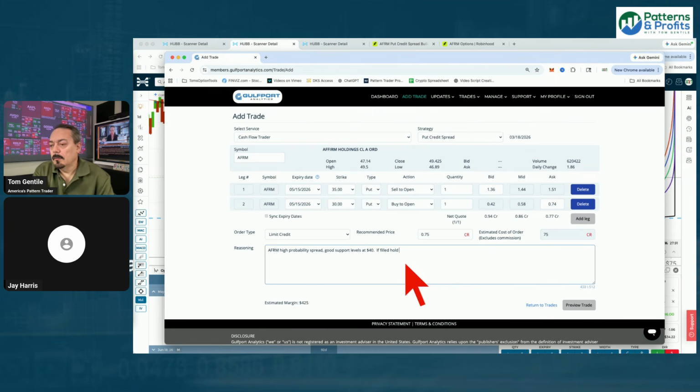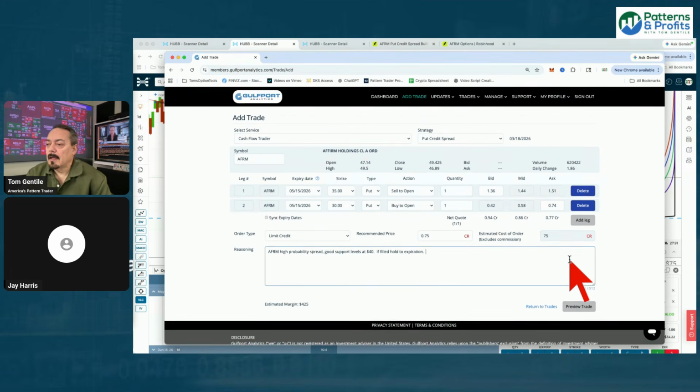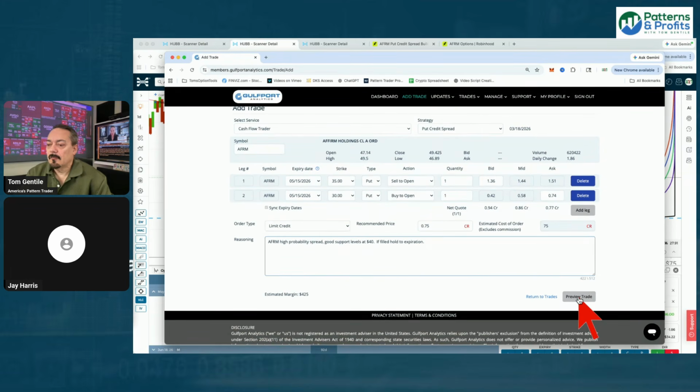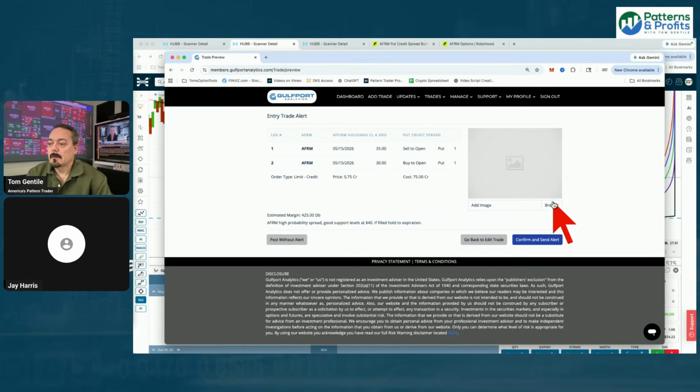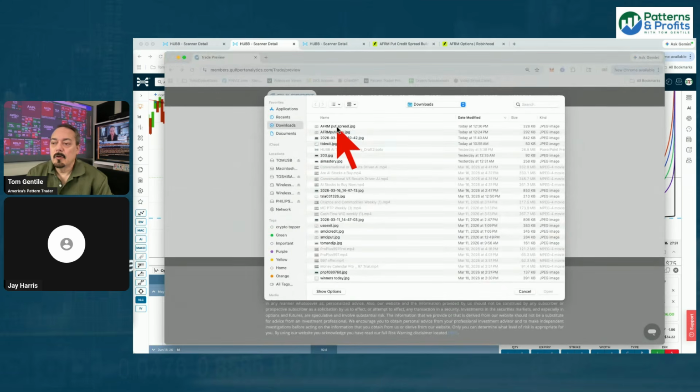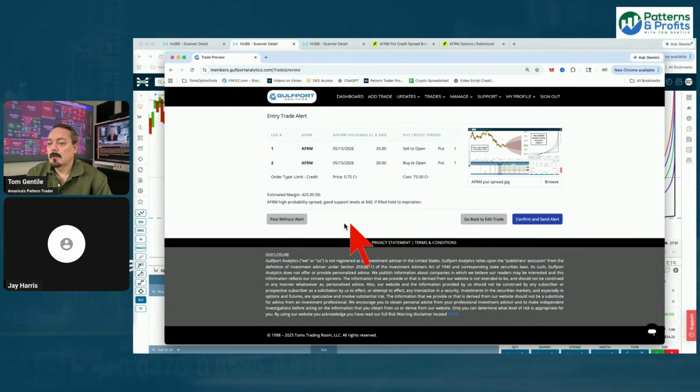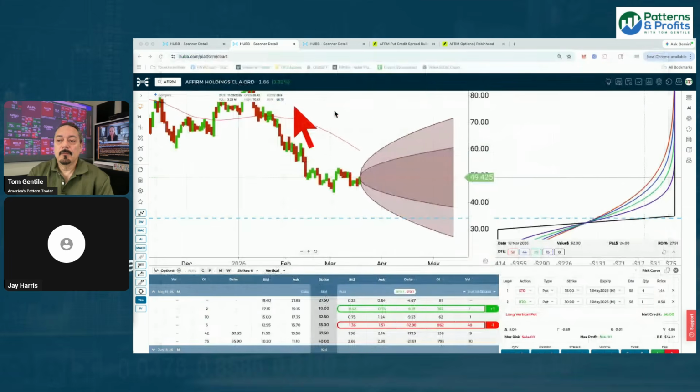Filled, hold to expiration. All right, now after I've done that, preview. I'm going to add in my put credit spread graphics. There we go. And this one is all set up, looks good. May 35/30, credit 75, send. Okay, so now you are getting this one. You'll be seeing that one here momentarily as well.